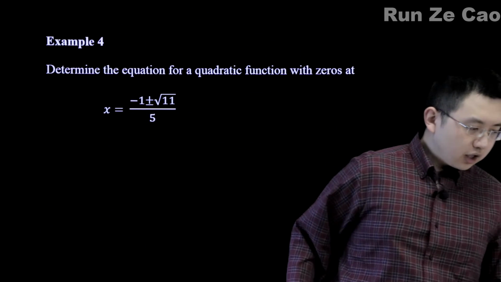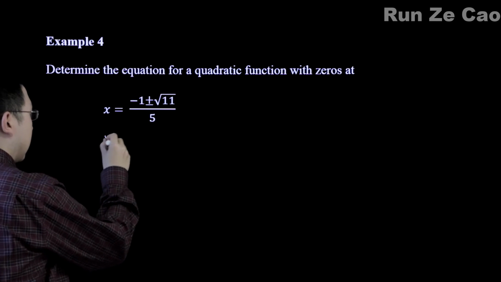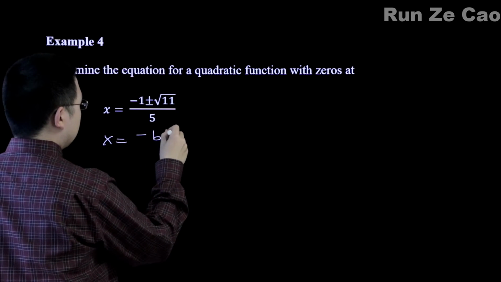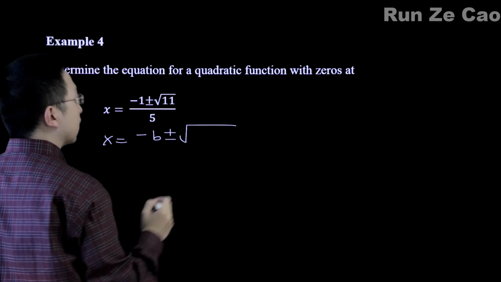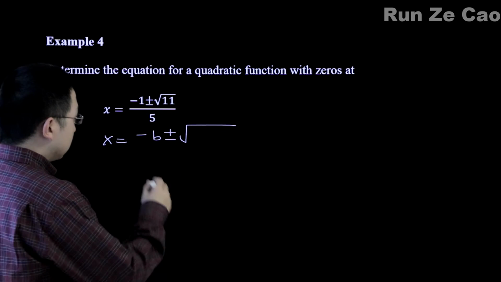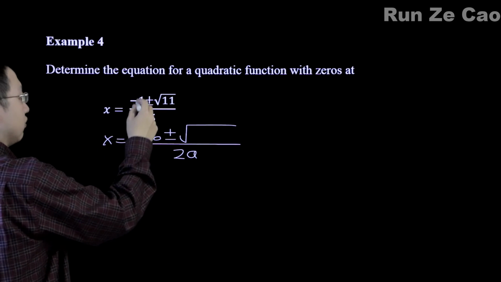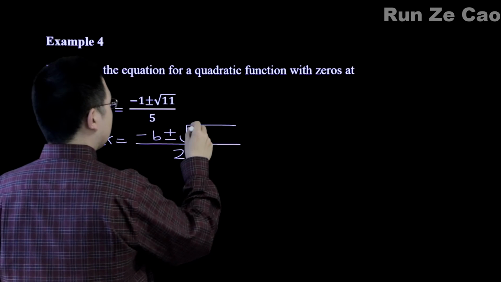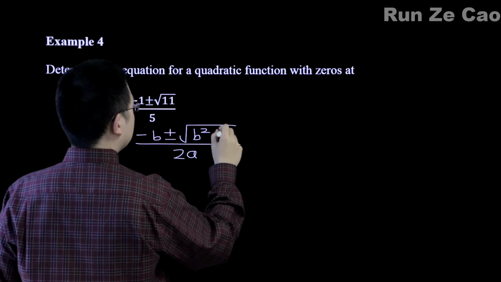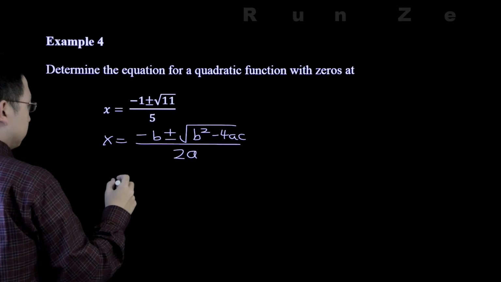Alright, example 4. Determine the equation for a quadratic function with zeros at this. What is this? Oh hey! x equals negative b plus minus root of... Note that it says a quadratic function, not the quadratic function. So we don't need to consider, hey wait, does the 2a cancel out with the b to get negative 1 over 5? We don't need to consider that stuff. What we do need to consider is b squared minus 4ac.